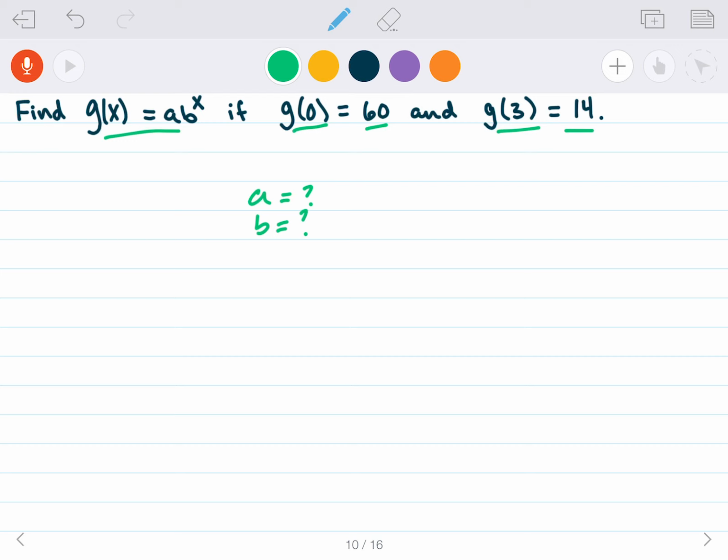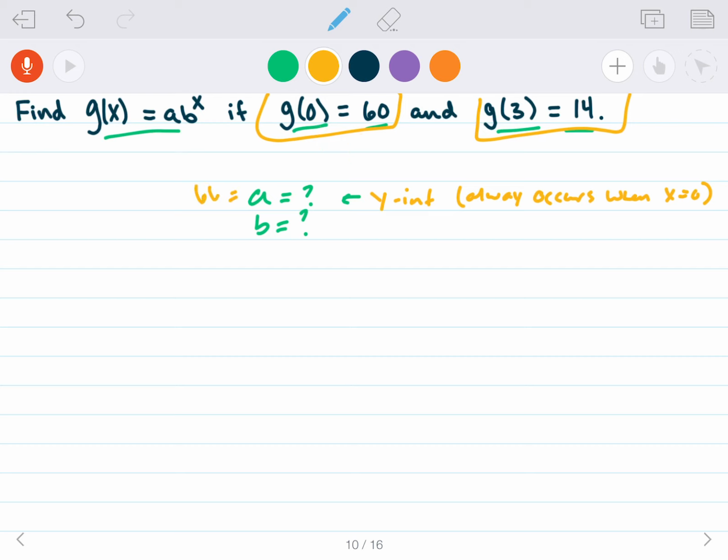So a is going to be our initial value. This is our y-intercept. And a y-intercept always occurs when x is 0. So look at the information we have. We have g of 0 equals 60 and g of 3 equals 14. So this first piece of information is telling us what our a value is. It says when our input is 0, our output is 60. So when x is 0, y is 60. So that's our a value, is 60.